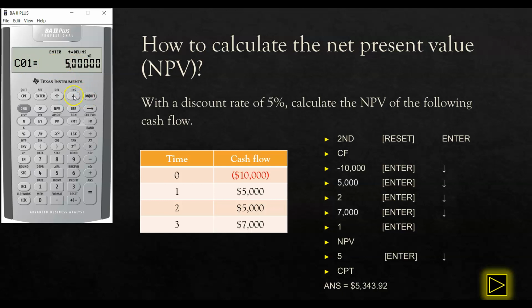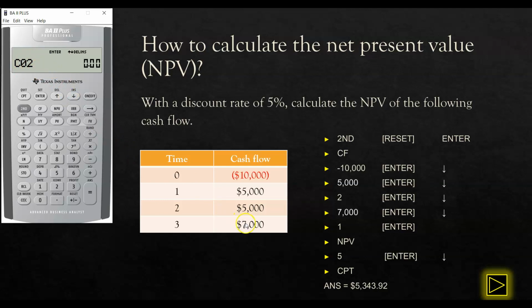C01 is the cash flow. If you press the downward arrow key, that's the frequency of the cash flow you're entering. Because you have this $5,000 twice, you can set this to be 2 to capture these 2 cash flows, provided those 2 cash flows happen consecutively and are in the same amount. And then you press the downward arrow key. Now you're ready to enter the second unique future cash flow.